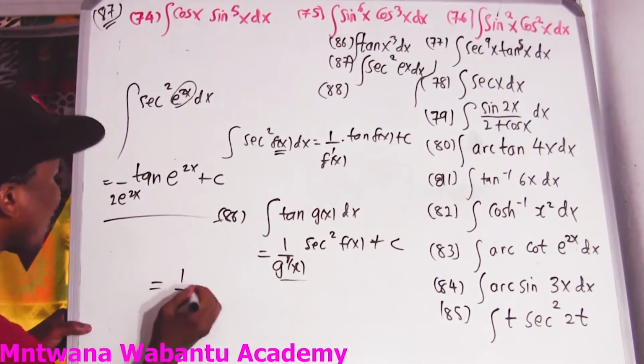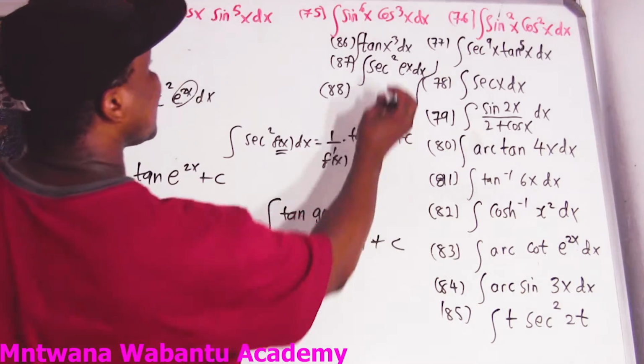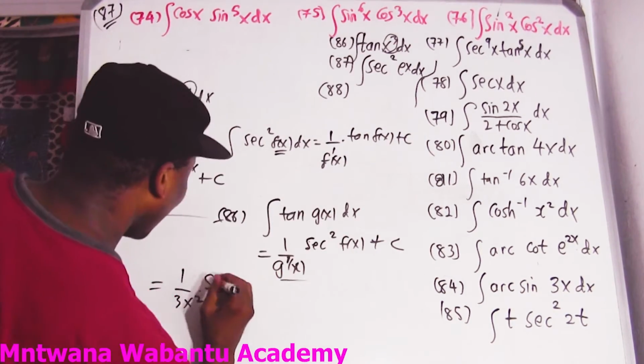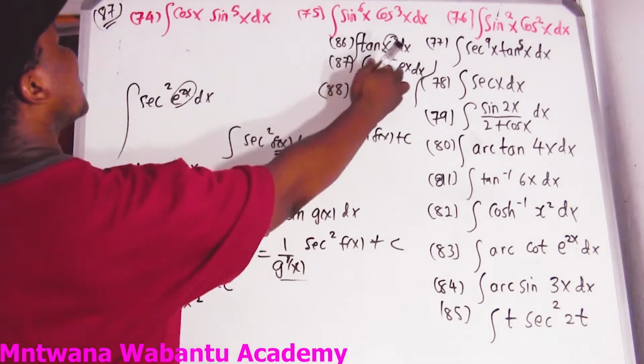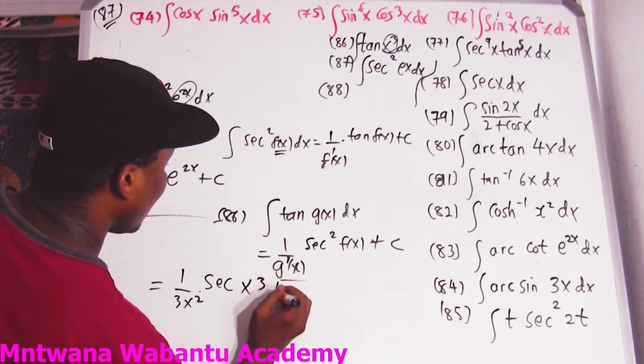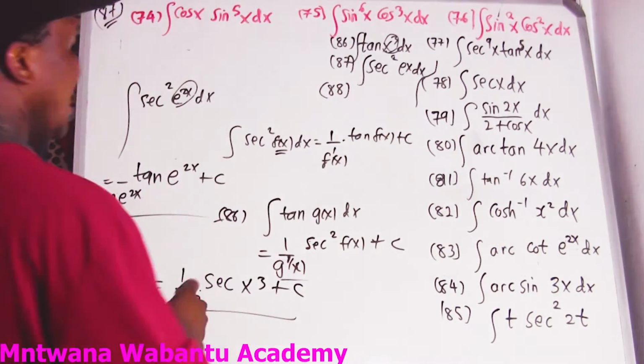So now this is going to become 1 over the derivative of the function. The derivative of x cubed, you get 3x squared, and then you're going to get sec of your function. What is the function? Our function is x cubed. Plus constant. So we're done with these two, and then we move on.